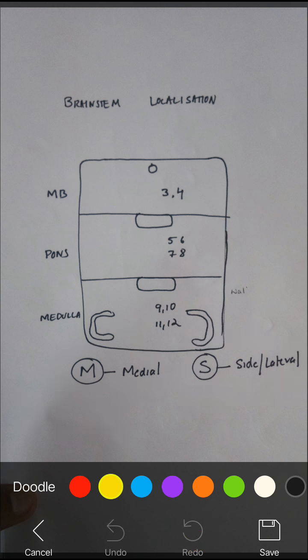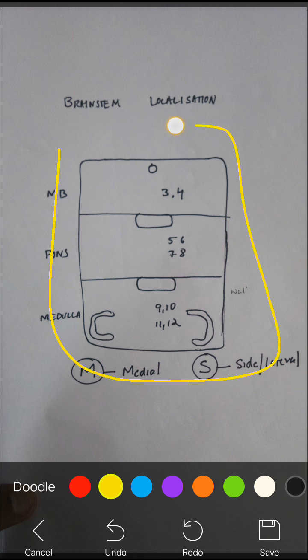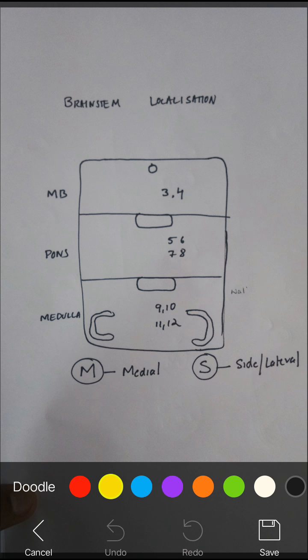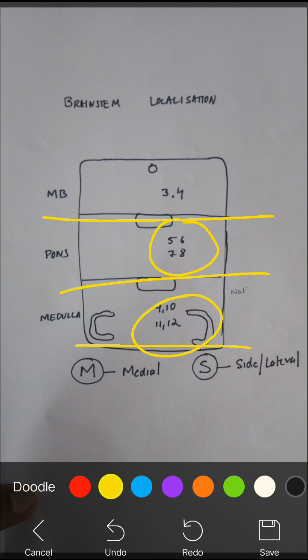So that completes the localization of the midbrain, pons or medulla. We tell whether it is midbrain, pons or medulla by looking at the cranial nerves. If 9, 10, 11, 12 are involved, it is medulla. If 5, 6, 7, 8 are involved, it is pons. And if 3 and 4 are involved, then it is midbrain.